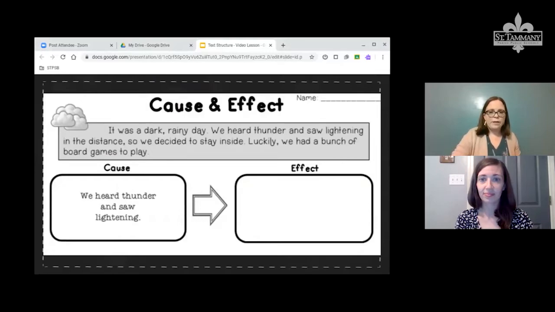Here's an example of cause and effect. It was a dark, rainy day. We heard thunder and saw lightning in the distance, so we decided to stay inside. Luckily, we had a bunch of board games to play. So as you can see, the cause is already filled in for us. We heard thunder and saw lightning. So now you try. What is the effect of this passage?